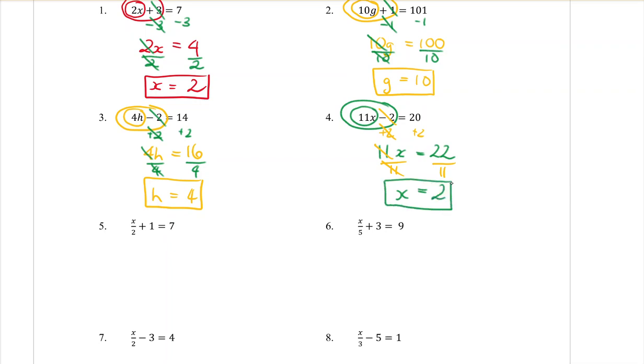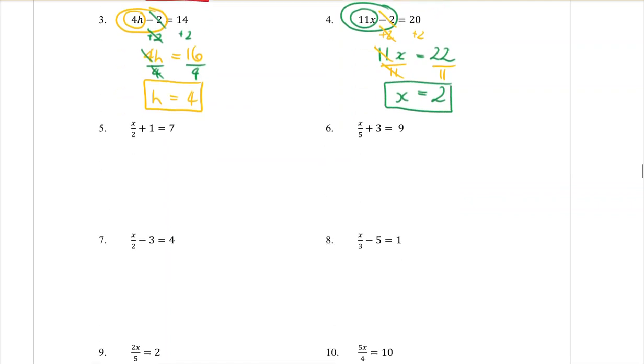How many people are still doing the circling? Anyone still doing the circling? Couple of people? You finding it helps? Okay, I'll keep doing it then.